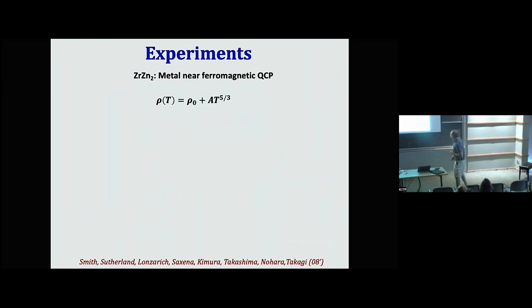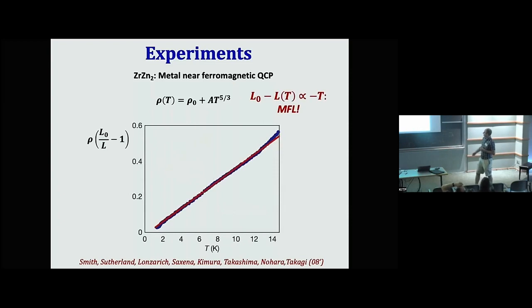So this metal, zirconium zinc 2, is a metal close to a ferromagnetic quantum critical point. Okay, the resistivity is T to the 5/3, exactly what you would expect from Hertz-Millis. And if you look at the deviation of the Lorentz ratio from 1, it's linear at low temperature. This just comes from the fact that the thermal resistivity is linear in temperature, whereas the electrical resistivity has this other power law. So this is a true marginal Fermi-liquid, maybe the best example I know.